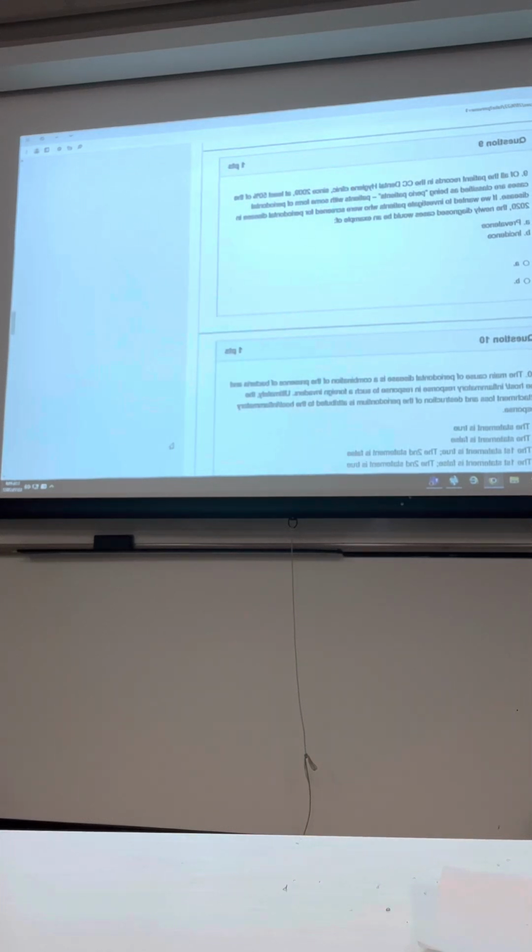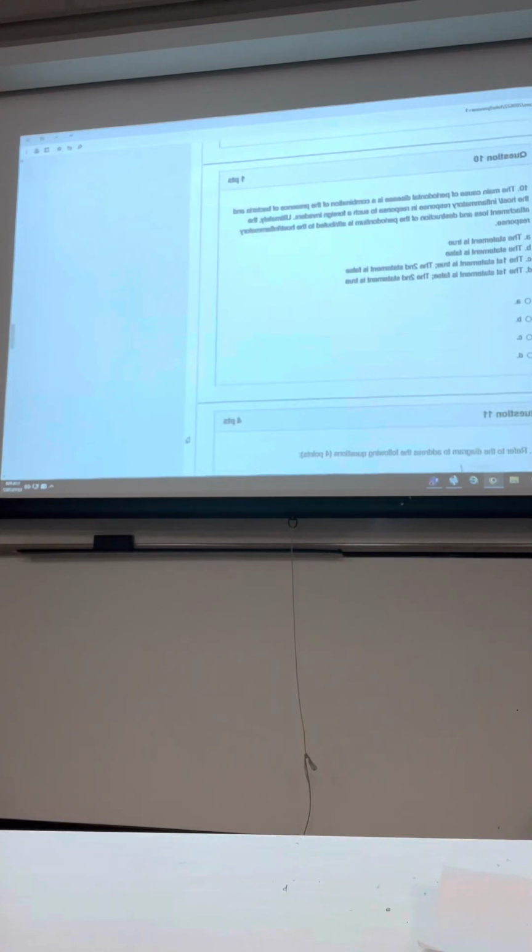Question 9, of all the patient records, I'm not going to read this whole thing, it's incidents, right? All the incidents. Number 10, okay. The main cause of perio disease is a combination of presence of bacteria and the host response to such foreign invaders. That's true. Ultimately, attachment loss and destruction of the periodontium is attributed to the host response. That is also true.